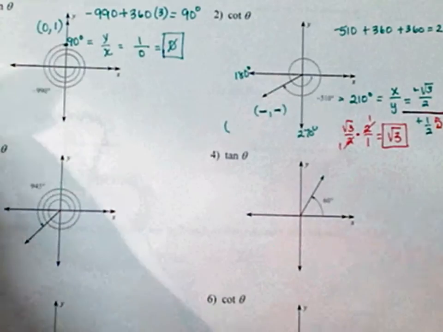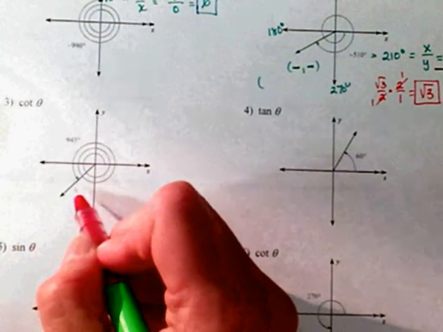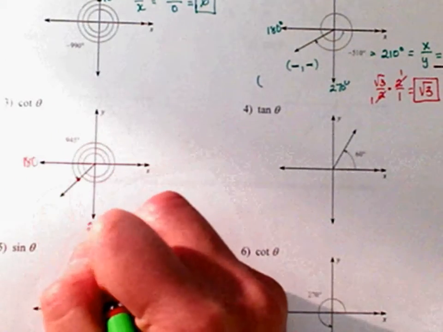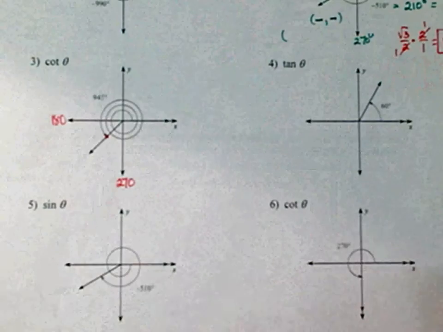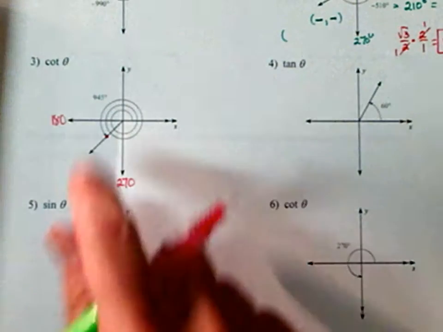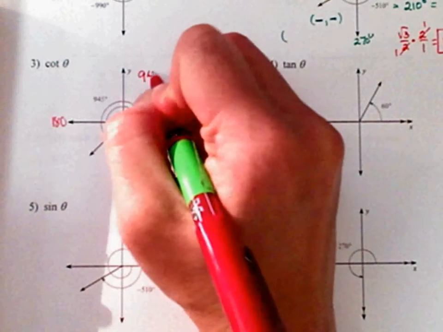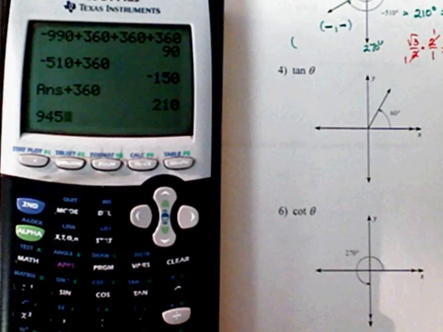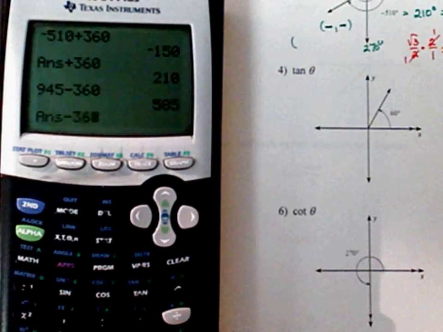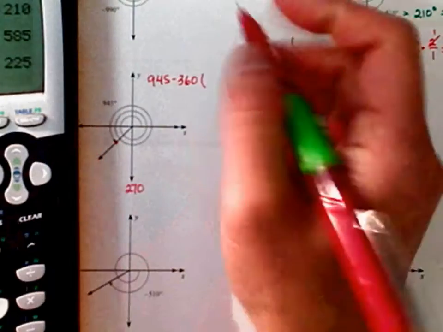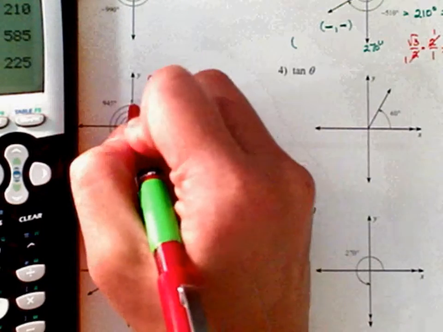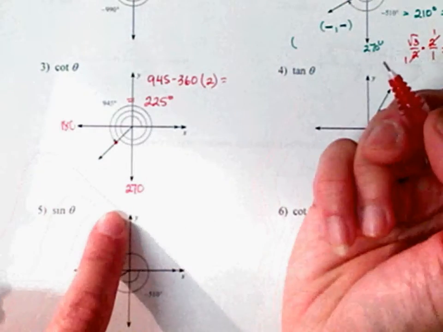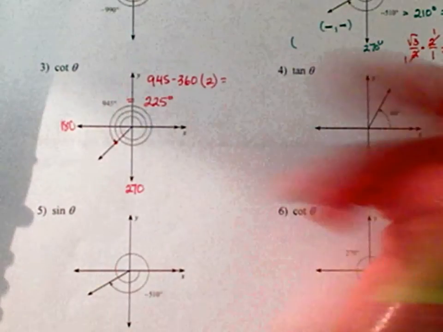Number 3. Alrighty. I'm talking about this angle right here at 945. So I know it's between 180 and 270, just based on my unit circle. Now since this is a positive, I'm going to subtract 360. And I wonder how many times I have to subtract it. So let's see. Minus 360, minus 360, 225. Okay, so I did it twice. So this is the same thing as 225 degrees. Is that between 180 and 270? Absolutely. Cotangent, all right?